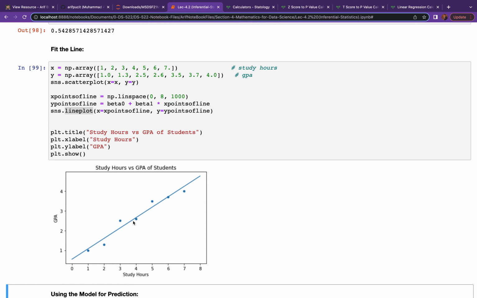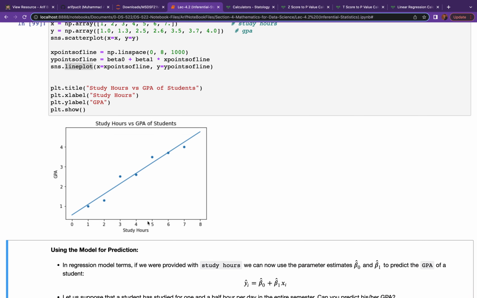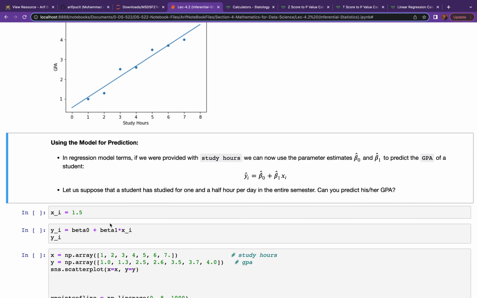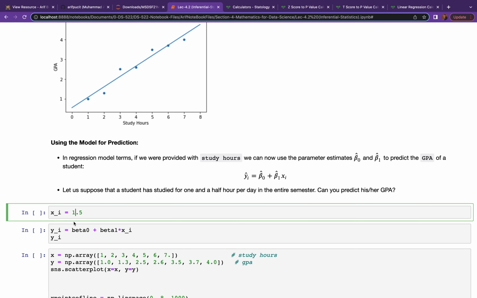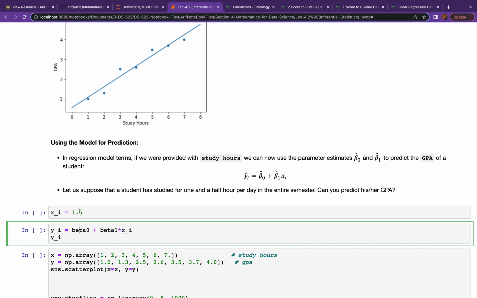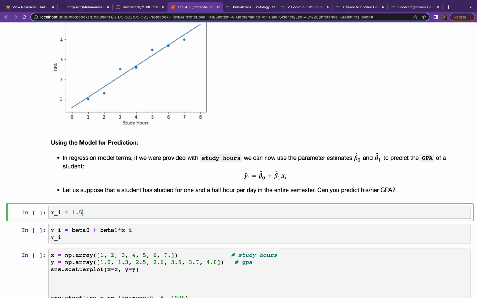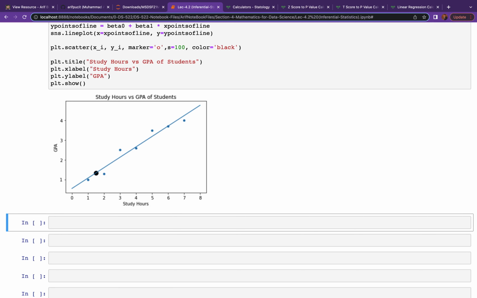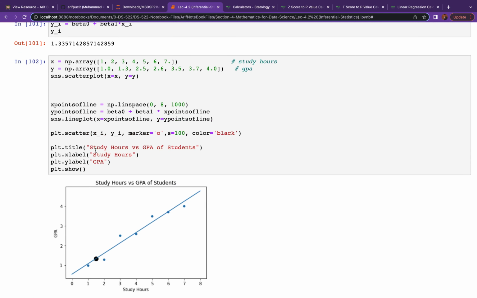We can now use the model for prediction. Let me predict what the GPA will be if our study time is 1.5 hours. Over here, it appears that it will be something like 1.2 or 1.3. Let's do it over here as well. So for x equal to 1.5, the y i is predicted as beta 0 plus beta 1 into x i. Let me plot it as well for you. So this is it, and of course, the value is 1.33. Great.